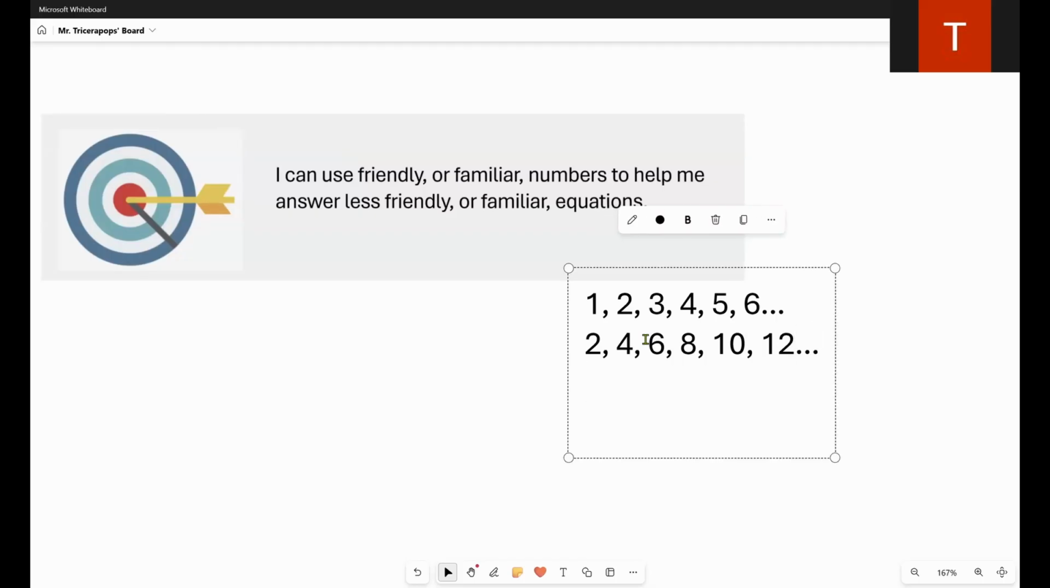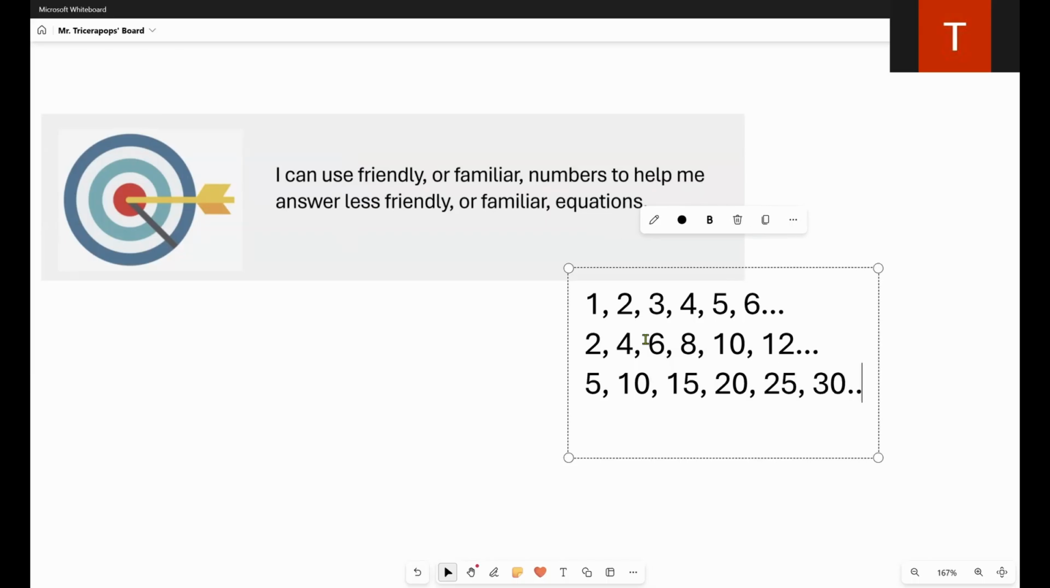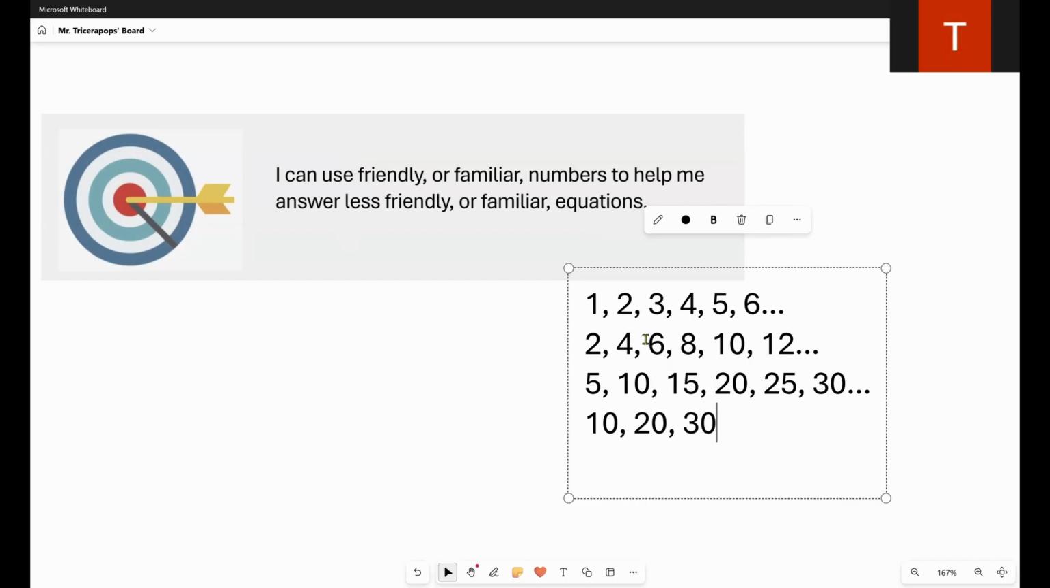For a lot of us, I bet fives are friendly. You have 5, 10, 15, 20, 25, and then you have 30 if we count by fives. And then, of course, tens might be friendly. We know one group of 10 is 10, two groups is 20, three groups is 30, 40, 50, and then 60. Okay, so these are some of our friendly numbers and friendly familiar multiples.